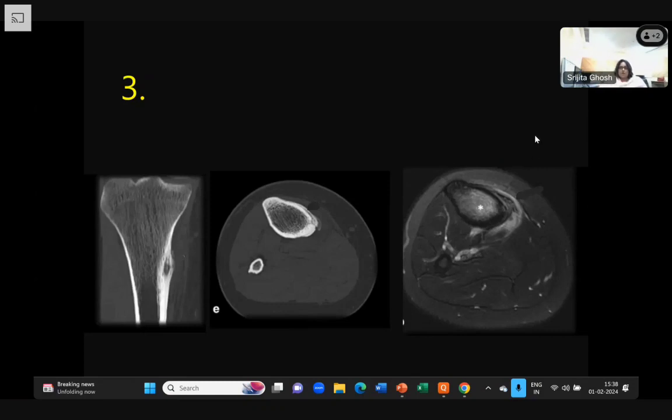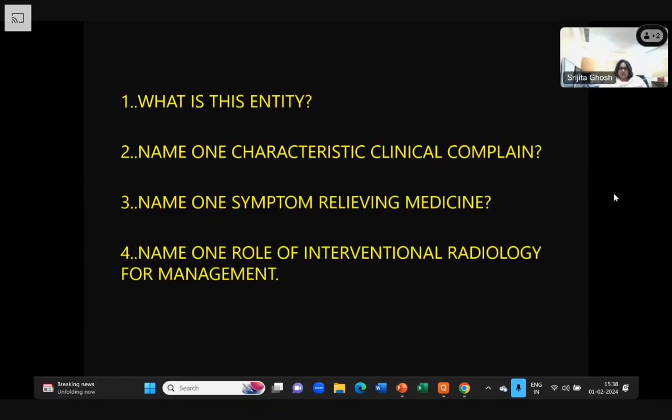What is the entity? Everybody knows. Write fast. I'll give you 2 seconds. Name one characteristic clinical complaint. Write fast. Night pain. Very good. Name one symptom relieving medicine. NSAIDs, aspirin. One role of interventional radiology for management. Good. Great. See, these are easy things and you will finish it in 15 seconds.